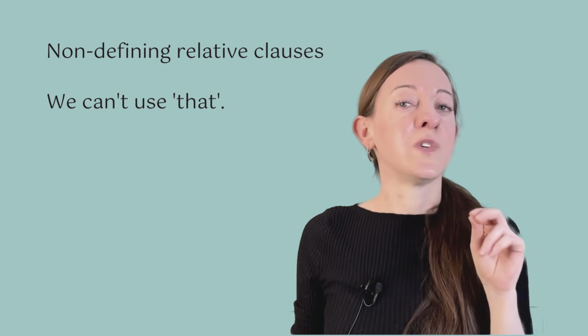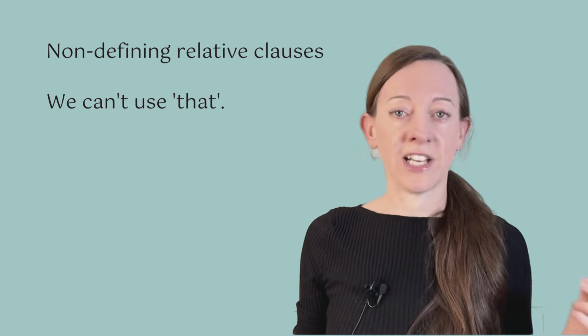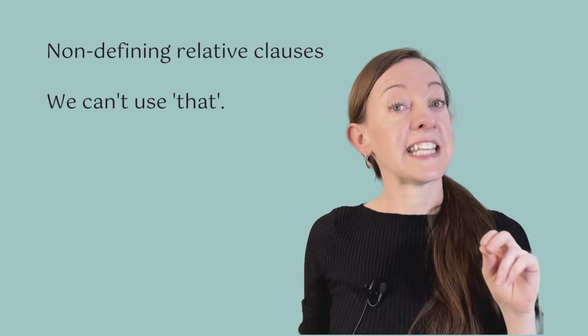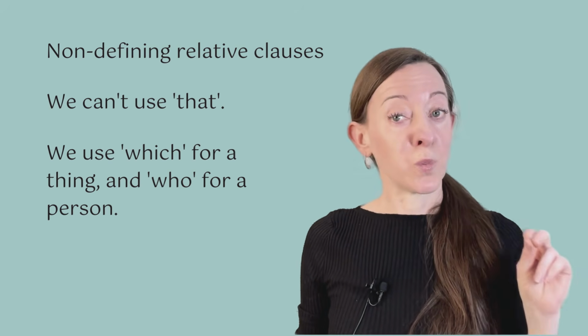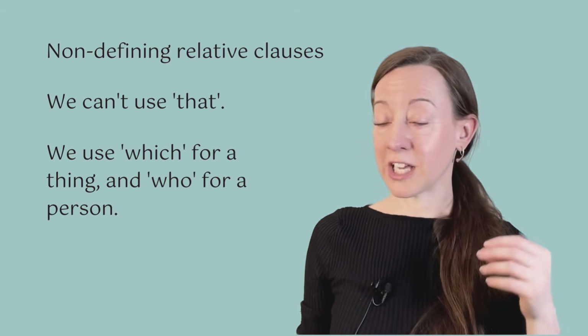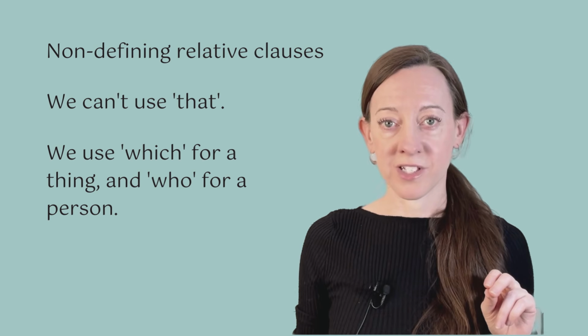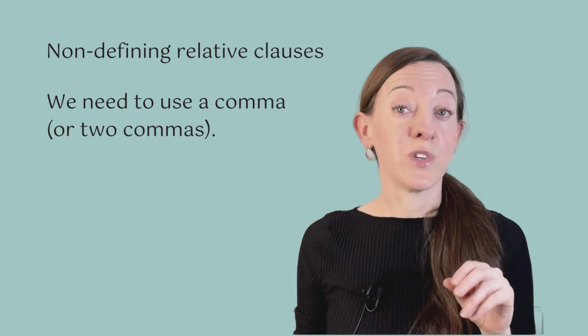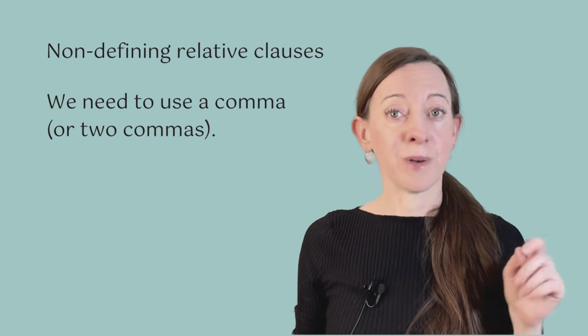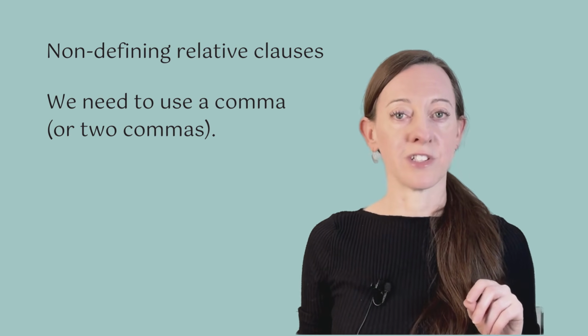We can't use that with non-defining relative clauses. Instead, we need to use which if the pronoun is talking about a thing and who if we are talking about a person. We need to use a comma or maybe two commas with non-defining relative clauses.